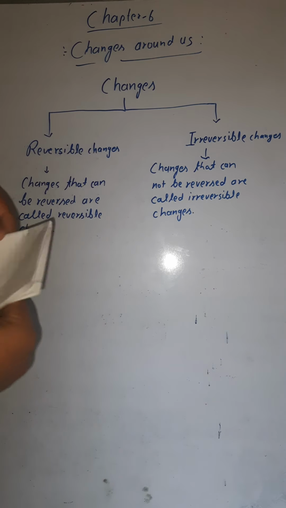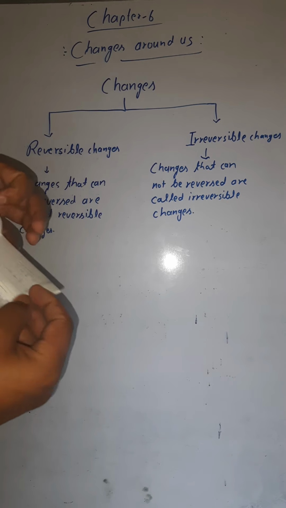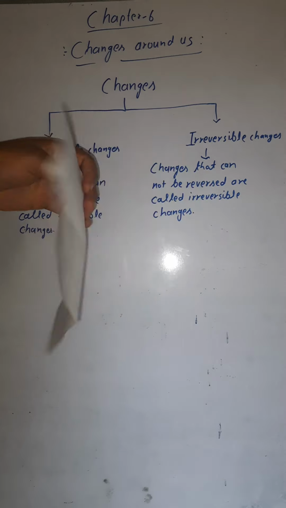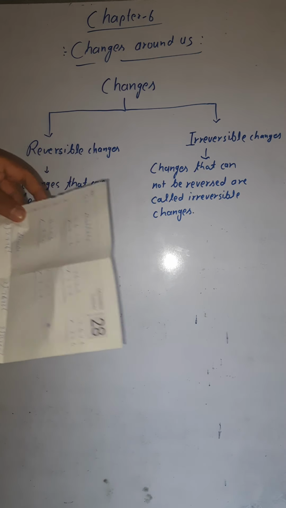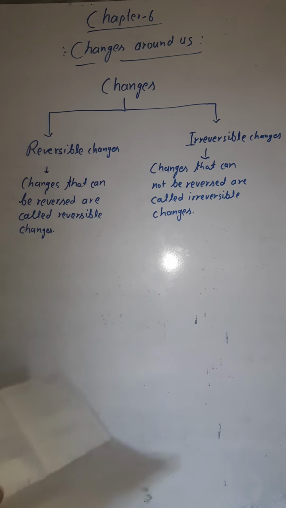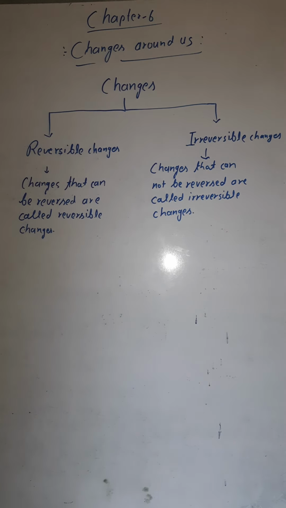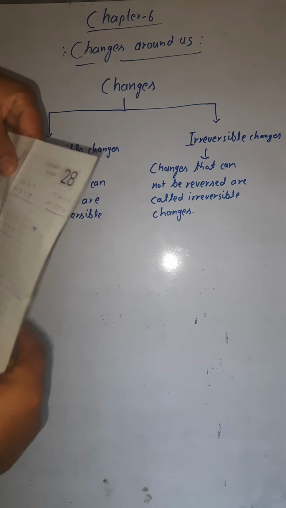You can have many folds here. Once you unfold it, it will again come back into its original configuration. So the folding and unfolding of paper is an example of reversible changes. Reversible changes are the changes which can be reversed, but irreversible changes are the changes which cannot be reversed.